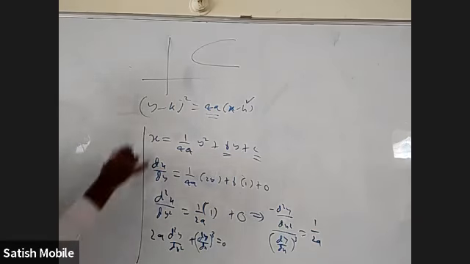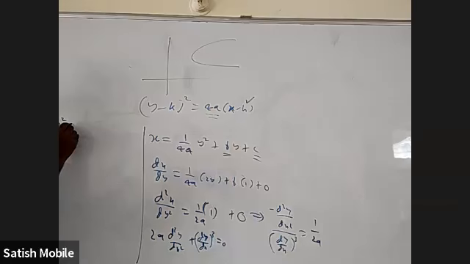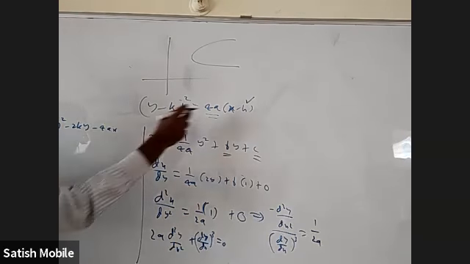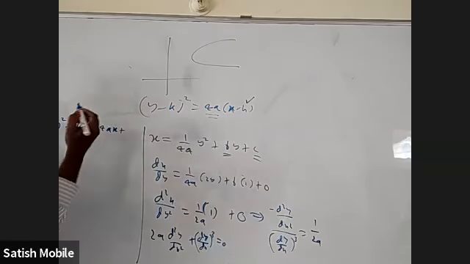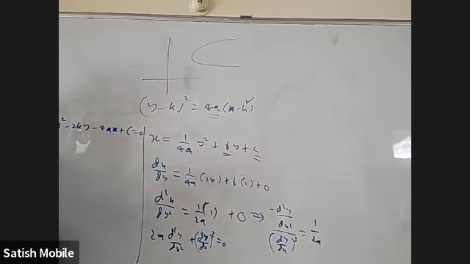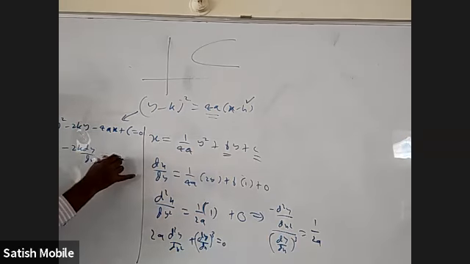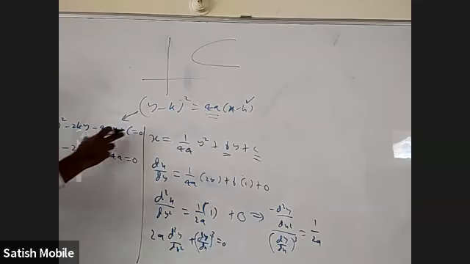If somebody wants, expand this, you'll get y square minus 2ky minus 4ax. I'm bringing this constant together. I will write some other constant, let us say capital C or something. This equation can be written like this, and differentiate one time, you'll get 2y dy by dx minus 2k dy by dx minus 4a equal to 0. Okay, C is gone at least. Now how to remove k? Differentiate one more time, you will get 2y d square y by dx square.